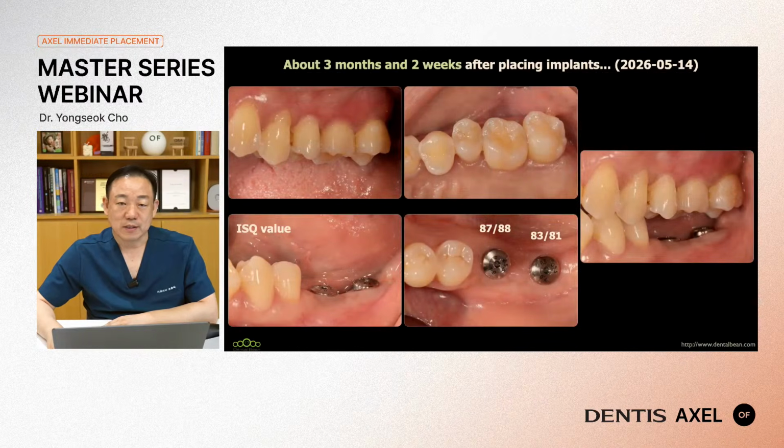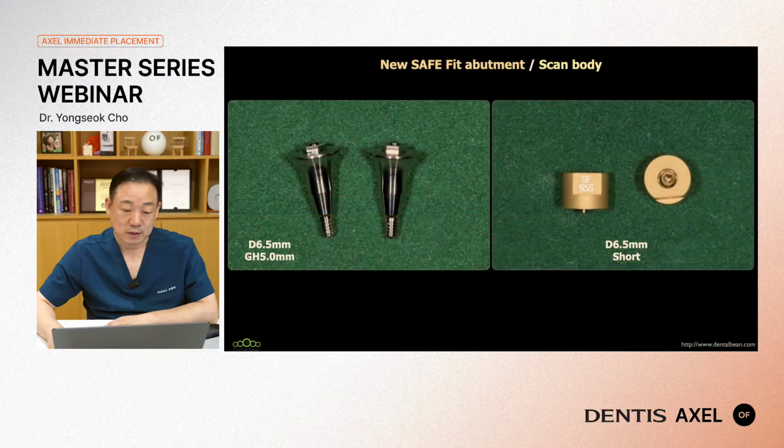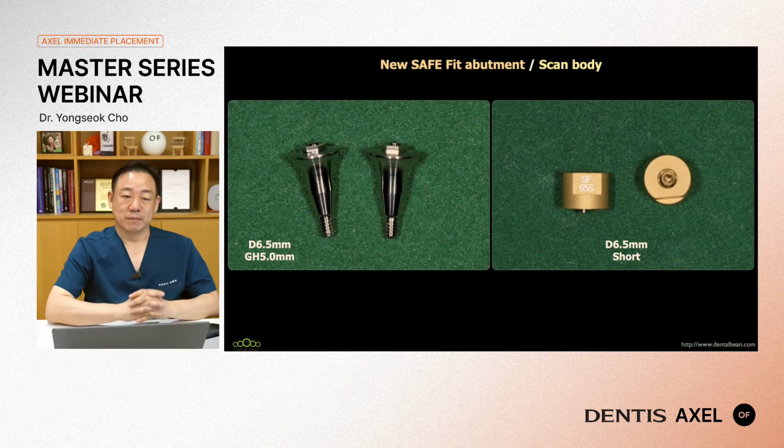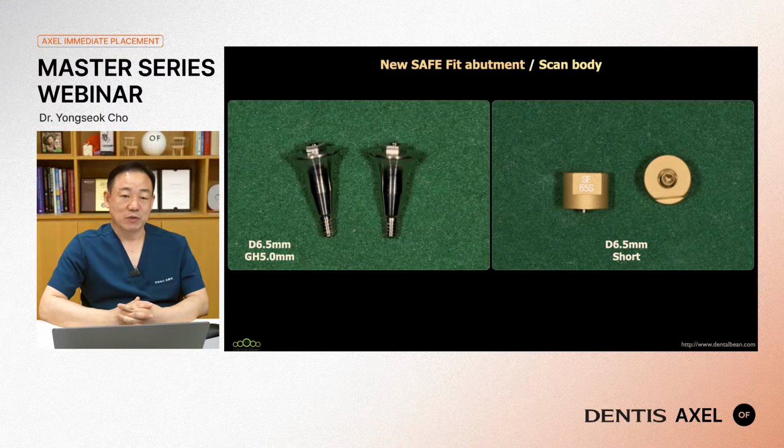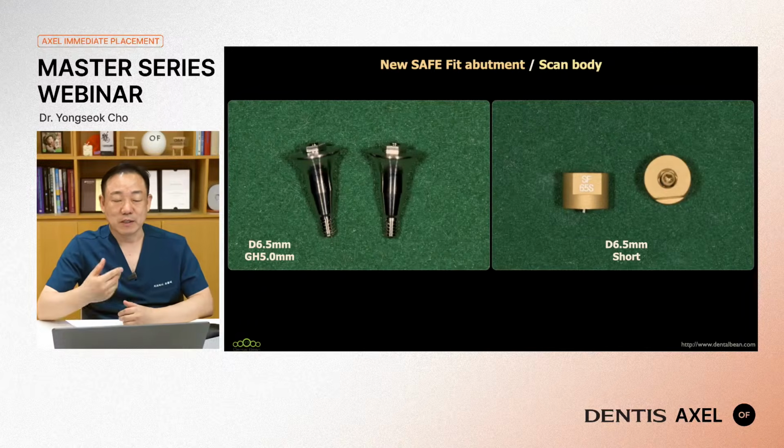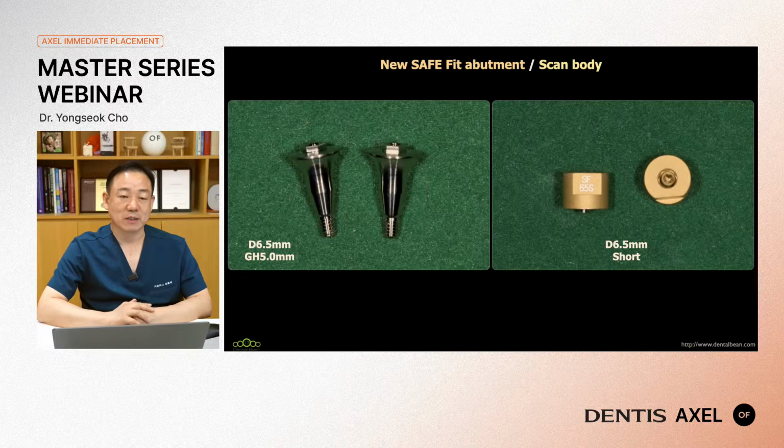And we started the prosthetic procedure 3 months and 2 weeks after the operation. And this time, Dr. Kim used the new safe fit abutment. Currently, cementless restoration is very popular in some groups. In Korea, there are some dentists who like to use cementless abutments because of the clean soft tissue condition after restoration and easy maintenance.